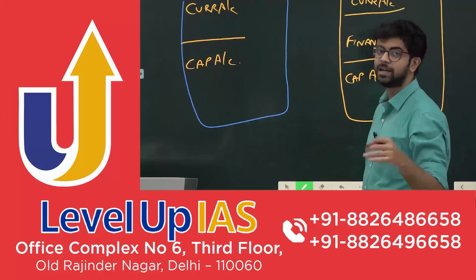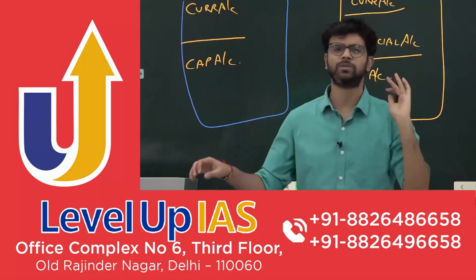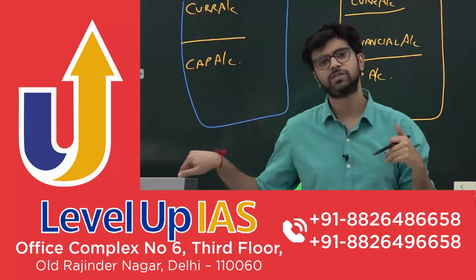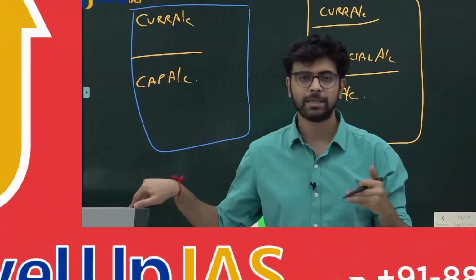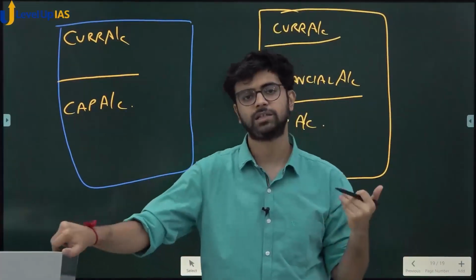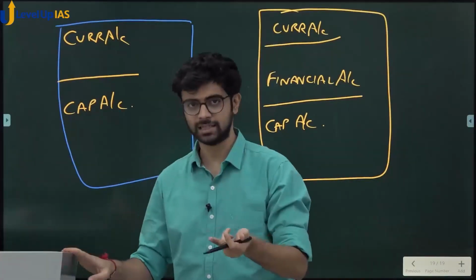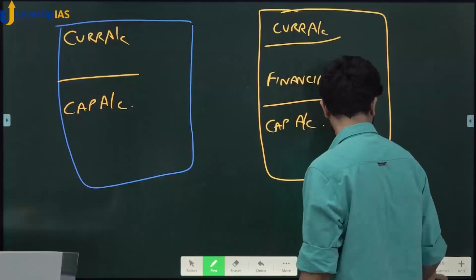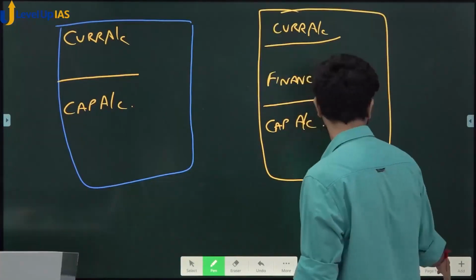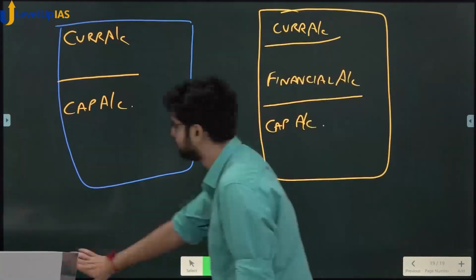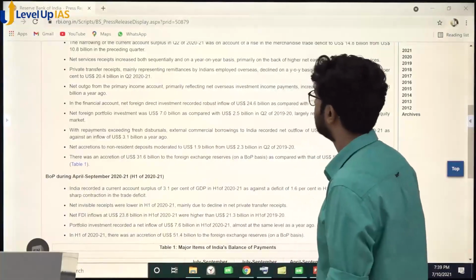Transactions of financial market are shown in financial account. This much you should know. All the transactions which are happening in financial markets. For example, borrowing is not a financial account transaction, but FPI is a financial account or financial market transaction. Financial account. That's simple. There is nothing more in this.